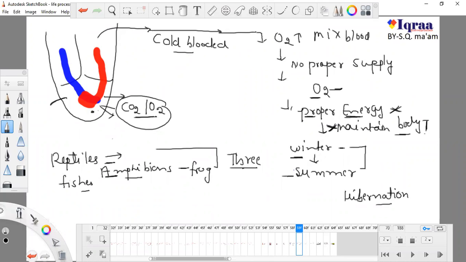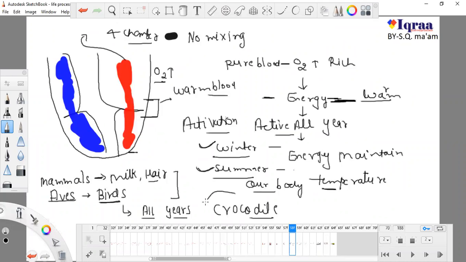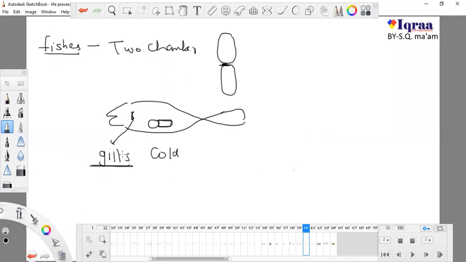The crocodile is an exception, and the crocodile is also warm blooded, though it is a reptile, because it has a four chambered heart. You have to remember this. And fishes exchange their carbon dioxide and oxygen with the help of gills, but fishes have only a two chambered heart. So fishes are also known as cold blooded, because there is also mixing.